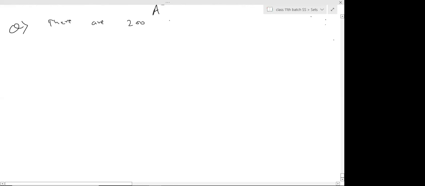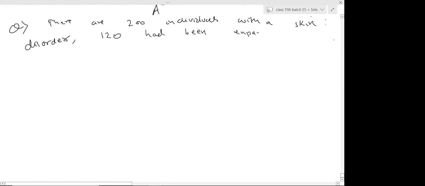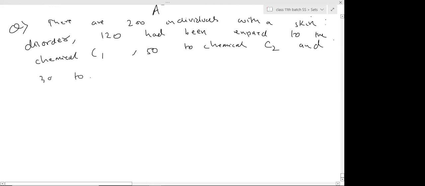There are 200 individuals with a skin disorder. 120 had been exposed to the chemical C1, 50 to chemical C2, and 30 to both chemical C1 and C2.